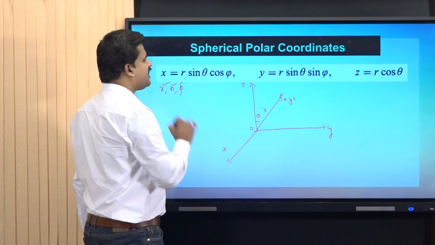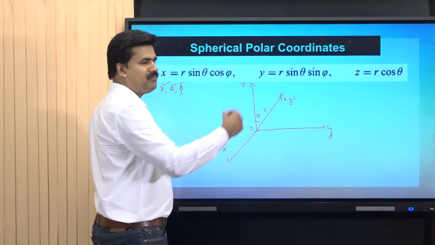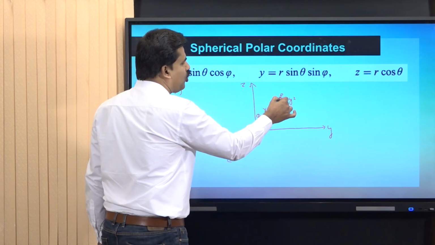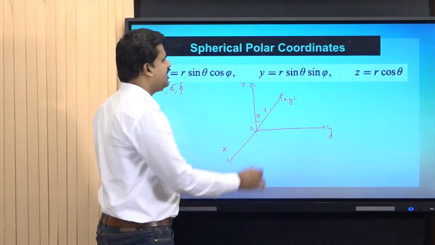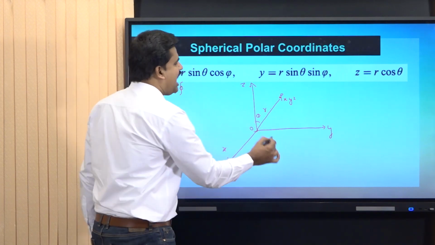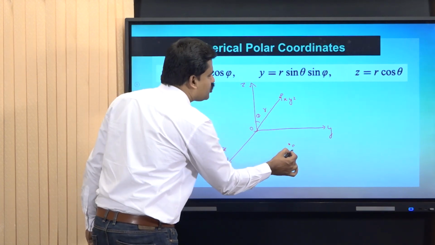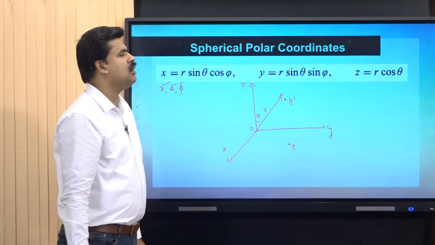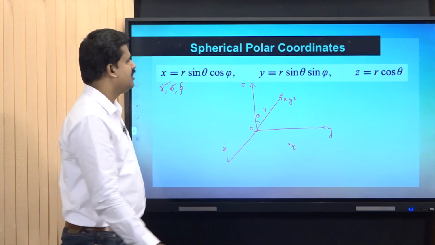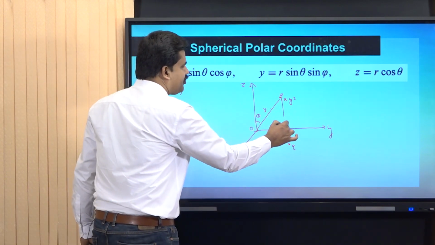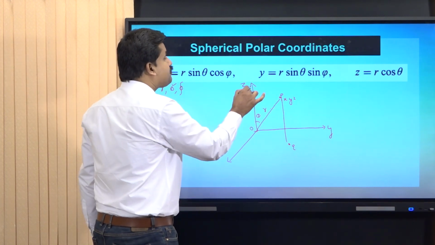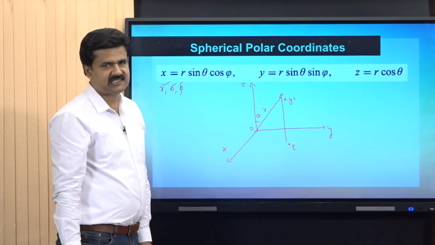In order to get to the phi variable, we have to move a little more. That is, we have to take a projection of P on the xy plane. Let the shadow of P fall in the xy plane, and that point is marked as Q. Q is simply the projection of the point P in the xy plane. Now I am connecting the line PQ. It should be noted that the line PQ is parallel with the z-axis.